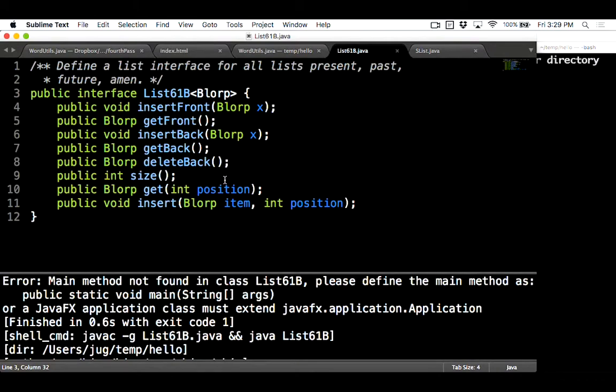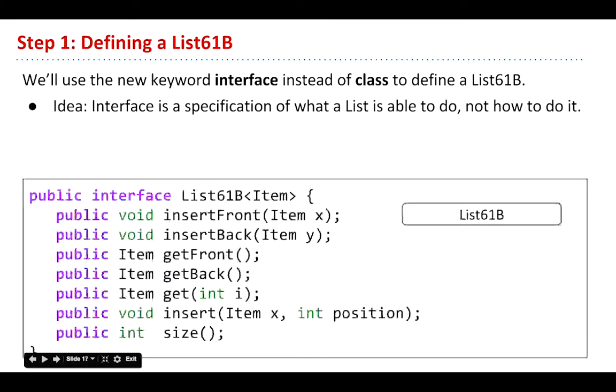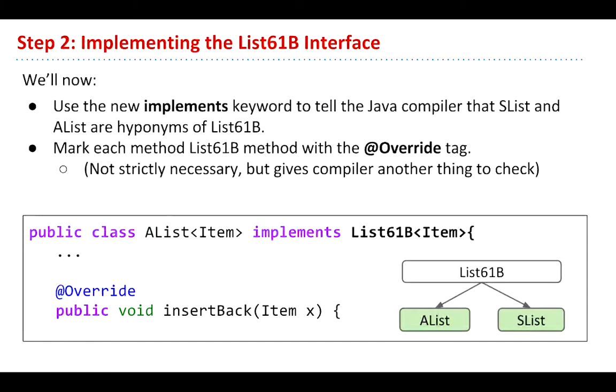Okay? So that's step one, making an interface. It tells you what a list is able to do, but does not say how a list ought to do it, right? You're just specifying lists need all these things, just like you might say dogs need barks, but each dog has its own bark. Okay? Next up, we're going to use the implements keyword to tell the compiler that a particular thing is a hyponym. So we're going to draw these arrows. So before we added this box, now we're going to draw arrows from List61B to these in our conceptual diagram.